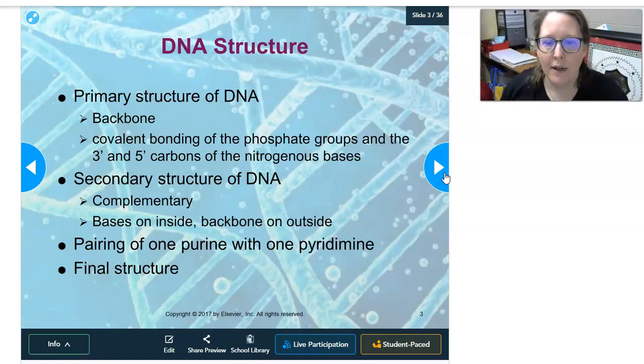The nucleotide bases face the inside of the parallel strands, and the backbones are on the outside of the molecule. They always pair one purine with one pyrimidine, and it's very specific pairing: always A with T and C with G. The final structure is a double helix, two twisted strands of DNA molecules.